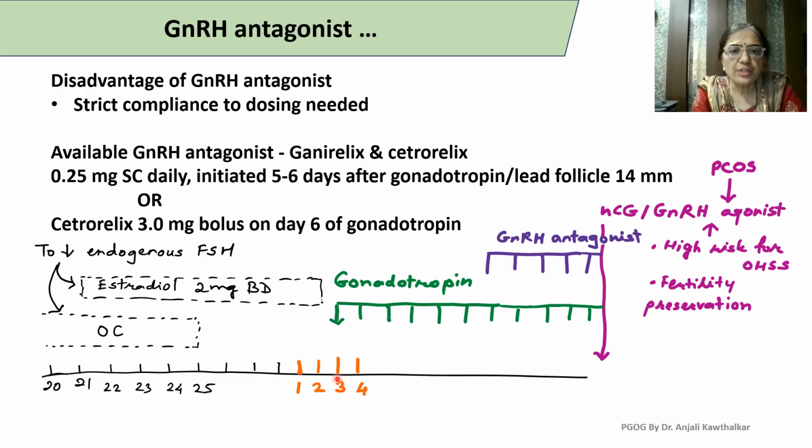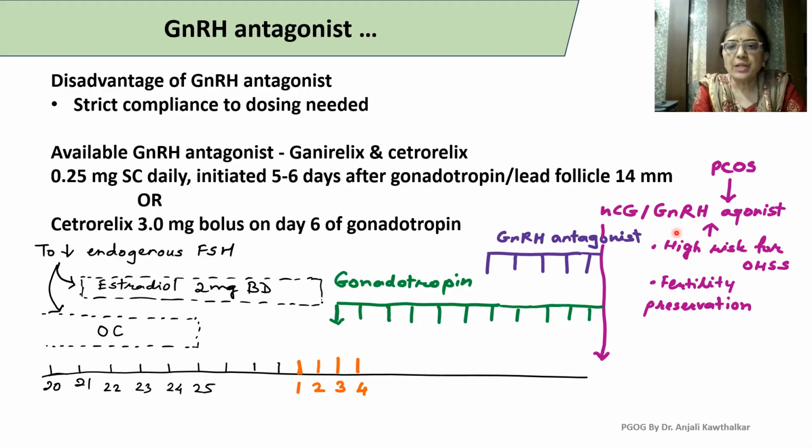So here gonadotropin is initiated on day 3 of the menstrual cycle. To reduce the endogenous FSH, we can use OC pills or we can give estradiol before initiation of this gonadotropin. Once we initiate gonadotropin, after 5 to 6 days, GnRH antagonist is given. Now, here either we can give HCG or we can use GnRH agonist for the final stage of oocyte maturation.